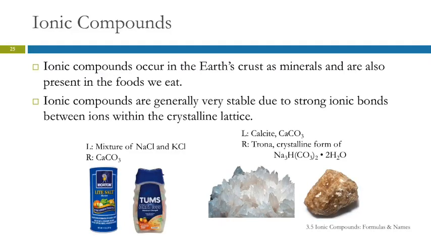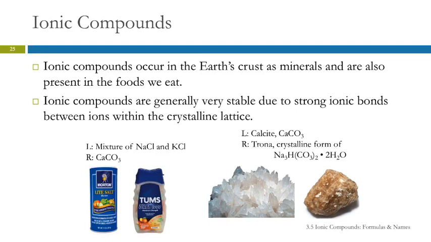Let's talk a little bit about ionic compounds. These are very common. The Earth's crust has a lot of minerals, and those minerals are ionic compounds. Ionic compounds are present in the foods that we eat. Our body has a lot of ionic compounds in it. Ionic compounds are generally very stable because the ionic bonds are very strong, the attraction between opposite charges. And so typically ionic compounds are solids at room temperature because they hold together really well.